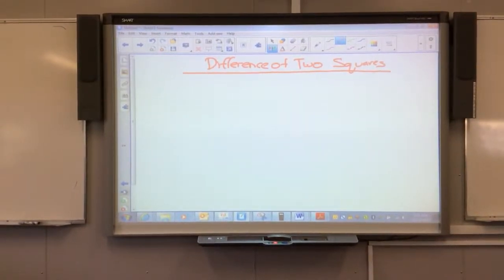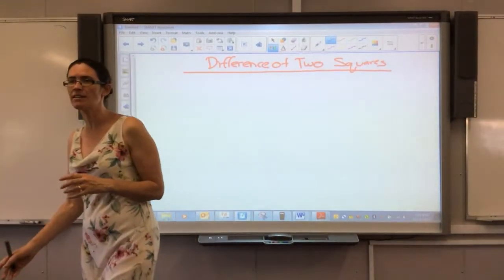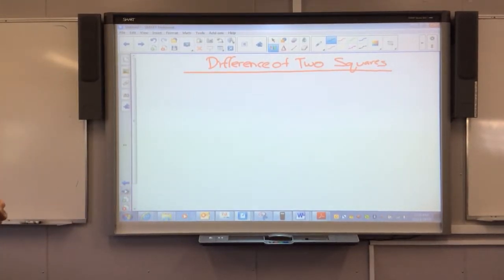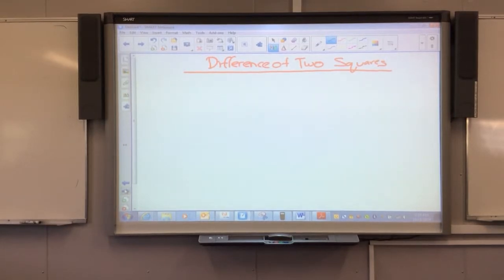Next concept we're going to look at is difference of two squares. Before we start factorising, we're going to quickly have a little review of expanding. We're particularly going to look at expanding binomials when the brackets are conjugates. Now, conjugate is a very fancy word that means the brackets are almost the same, but one has a plus in the middle and one has a minus in the middle.